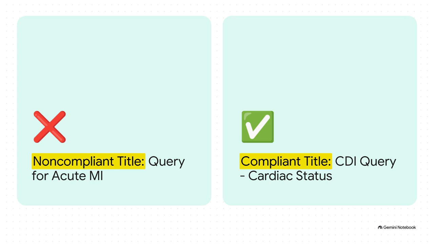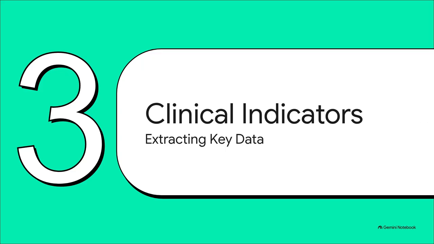A classic pitfall happens right in the query title. Think about how your electronic health record alerts a provider. If the subject line says, "Query for acute MI," you've just planted a leading diagnosis in their mind before they've even read the clinical facts. That's a huge violation of the guidelines. Something like "CDI provider query, cardiac status," is neutral, it's compliant, and it sets the proper, unbiased foundation. Section 3. Extracting key clinical indicators.